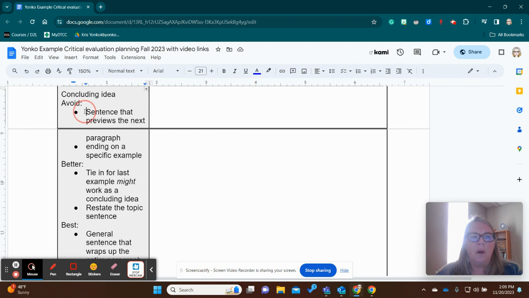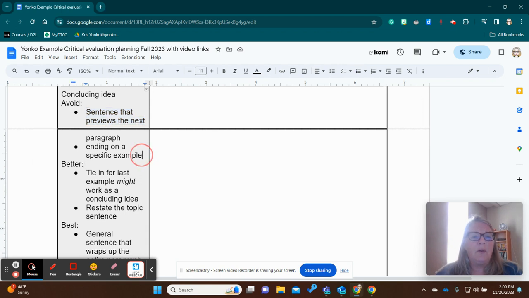Some things to avoid in that concluding idea. One thing that some people are taught in like their younger grades is to write a sentence that previews the next paragraph. To me, that always sounds a little weird. It sounds like you're introducing a brand new idea in that last sentence, and it always sounds awkward to me. So I would avoid that sentence that previews the next paragraph.